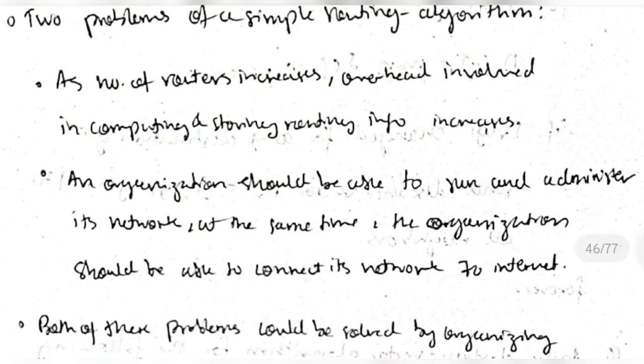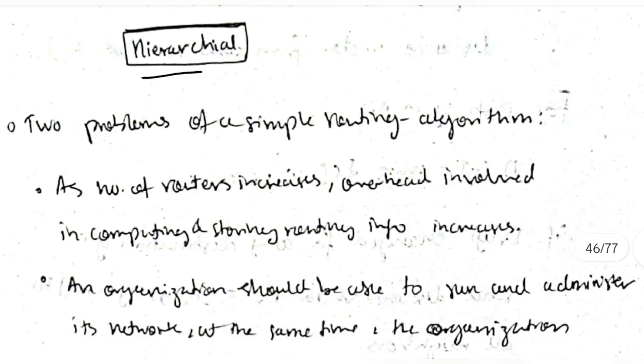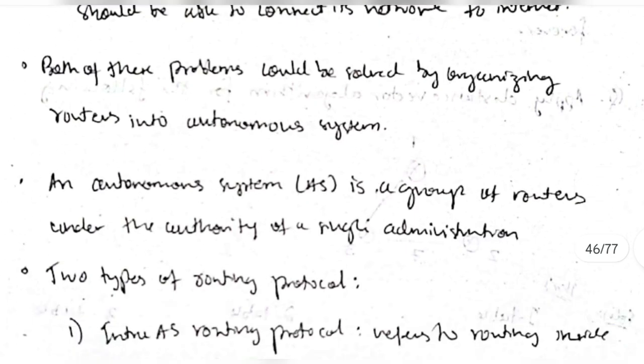Second is being able to administer the network, to run and administer the network on its own. That is not possible in the simple routing algorithms. So that's why we have to use hierarchical routing algorithms. Now here's how it works.